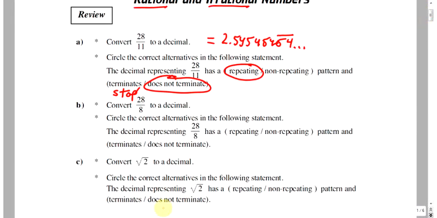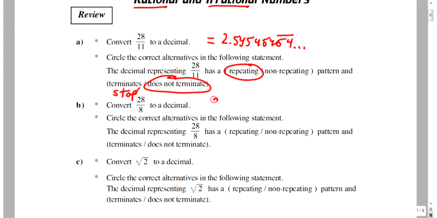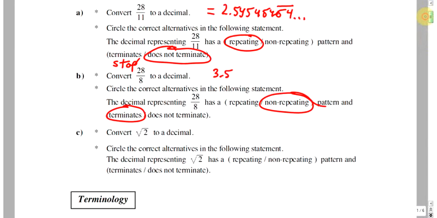28 divided by 8. What's that? 28 over 8, 3.5. Do you think that one stops? Yeah. Terminates? Absolutely. It's exactly 3 1/2, otherwise known as 3.5. All right? Does it repeat? No, it doesn't repeat. Does it terminate? Yes.